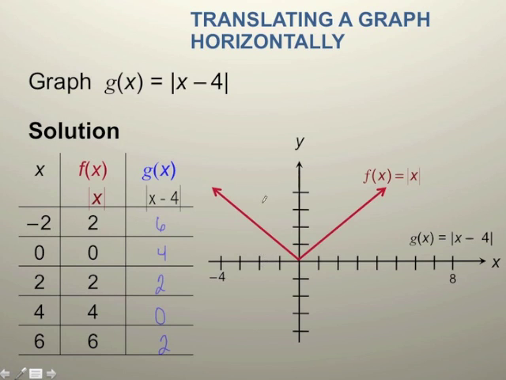Negative 2, 6. 0, 4. 2, 2. 4, 0. And 6, 2. The 6 was a little low. Okay.